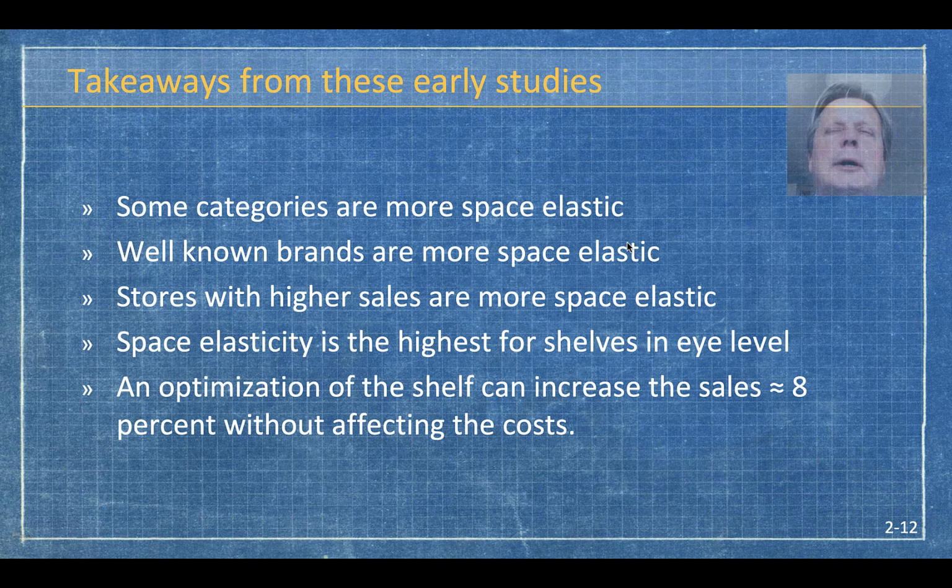Okay, so some takeaways. Some categories are more space elastic than others. Well-known brands are more space elastic. Stores with higher sales are more space elastic. Space elasticity is the highest at the shelves at eye level, and an optimization of the shelf can increase the sales approximately 8% without affecting the costs. So that's sort of the basic algorithms behind a planogram.